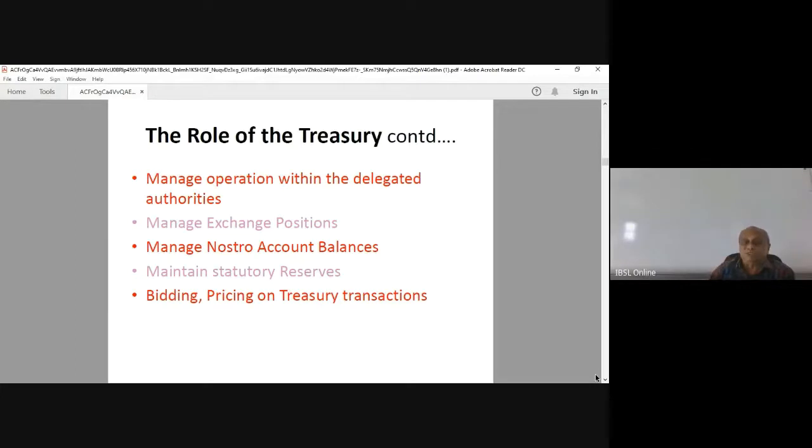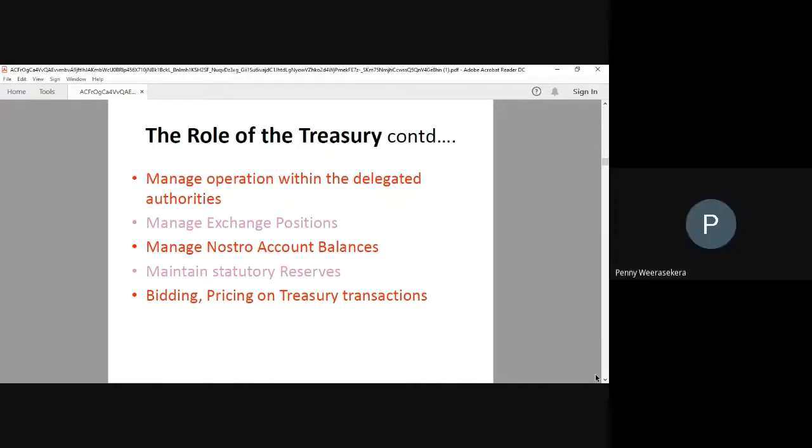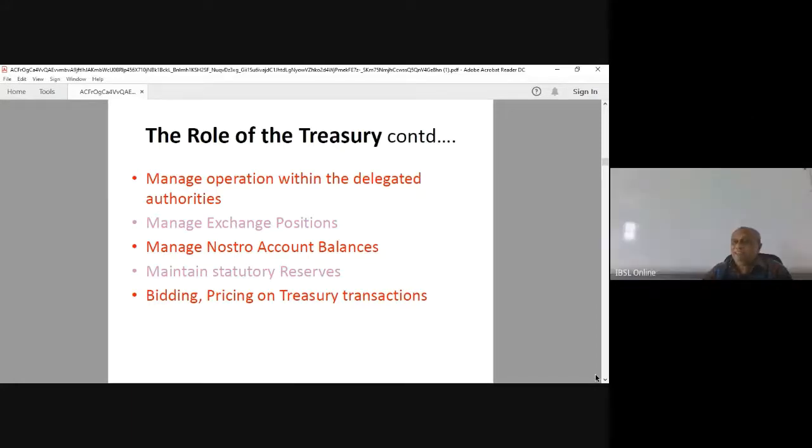Why do they have to manage the nostro account balances? Any reason? What happens if the nostro account goes overdrawn? If the nostro account gets overdrawn, that's a repercussion. We have to pay penalty. Big penalties. So you can't let the nostro account go into an overdrawn situation, right?